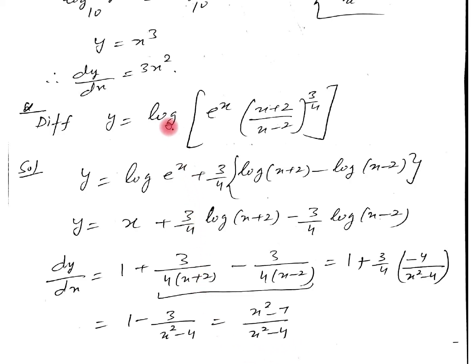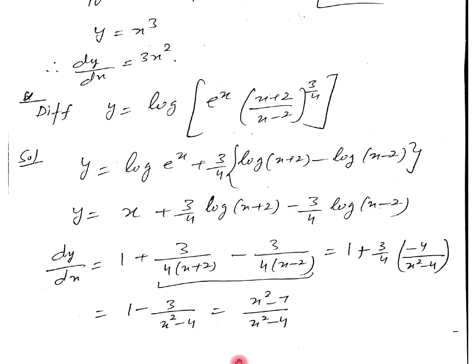See, this point is the main. Whenever we are given the product or the quotient of two or more functions, we can easily separate them by using the properties of logarithm. Then we can differentiate it.